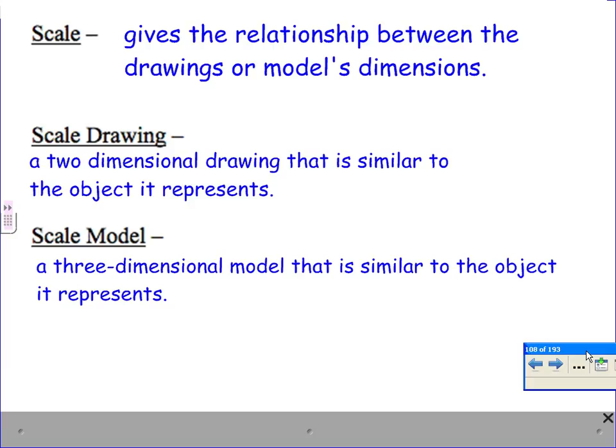Annalise? Yeah, you can shorten the notes anytime. This never has to be verbatim what I have on the smartboard. That's where you learn good note-taking skills, is to shorten things. Emma? Sorry, I thought you were asking a question. So scale model, three-dimensional model that is similar to the object it represents. Emma H? Yeah, that's fine. You guys can shorten, change. Most of the stuff I get from the book, so.